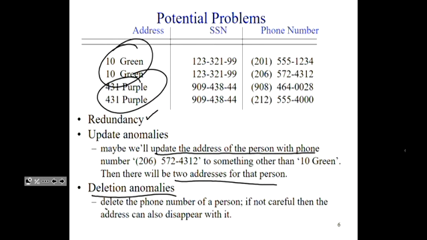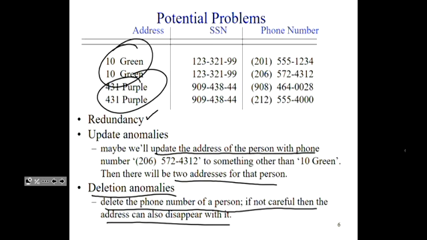And then finally, you have deletion anomalies. So deleting the phone number of a person, if you're not careful, the address can also disappear along with it, right? So you need to figure out whether there is one copy of the phone number or multiple copies. If there's one copy, then you may want to mark that as null. If there are multiple copies, you can probably go ahead and delete the corresponding tuple. Okay, so these are the issues with this schema.